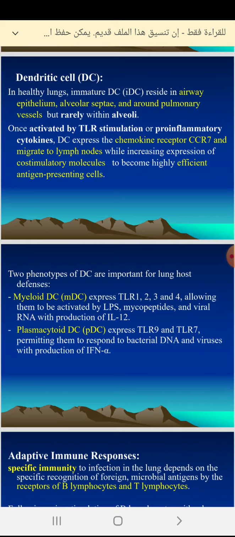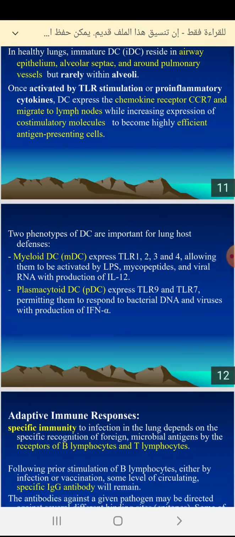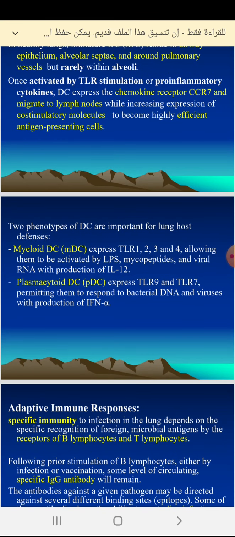بالنسبة للـ dendritic cells بالـ healthy lungs, immature dendritic cells reside in airway epithelium, alveolar space and around pulmonary vessels, but rarely within alveoli. Once activated by toll-like receptor stimulation or pro-inflammatory cytokines, dendritic cells express the chemokine receptor 7 and migrate to lymph nodes while increasing expression of co-stimulatory molecules to become highly efficient antigen-presenting cells.